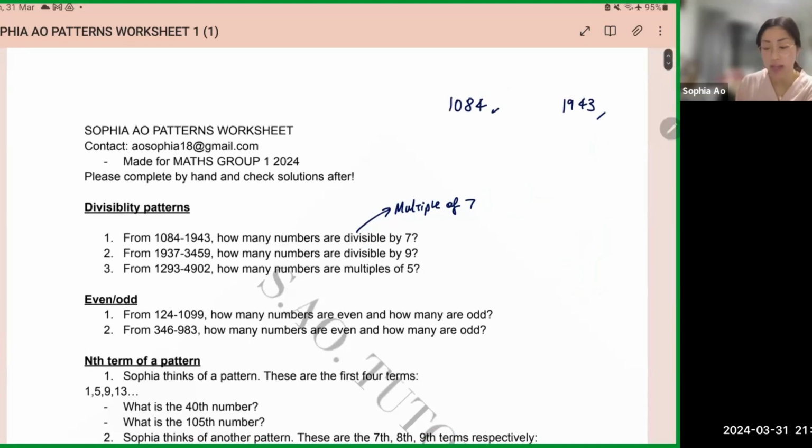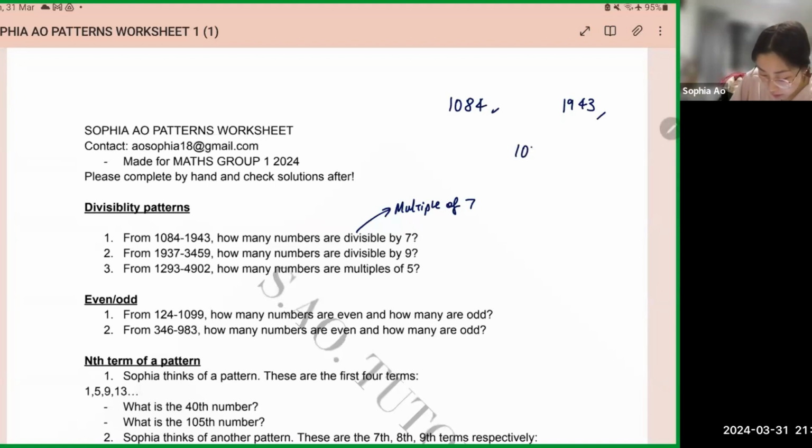And now we encounter another problem. Some people might say, well, Sophia, 22 to 50 was really easy. I know all my 7 times tables, right? Whereas 1084 to 1943, they're really random numbers. Like, what do I do over here? And that's perfectly fine as well. That's pretty understandable. So what you're going to have to do is 2 bits of division, okay?